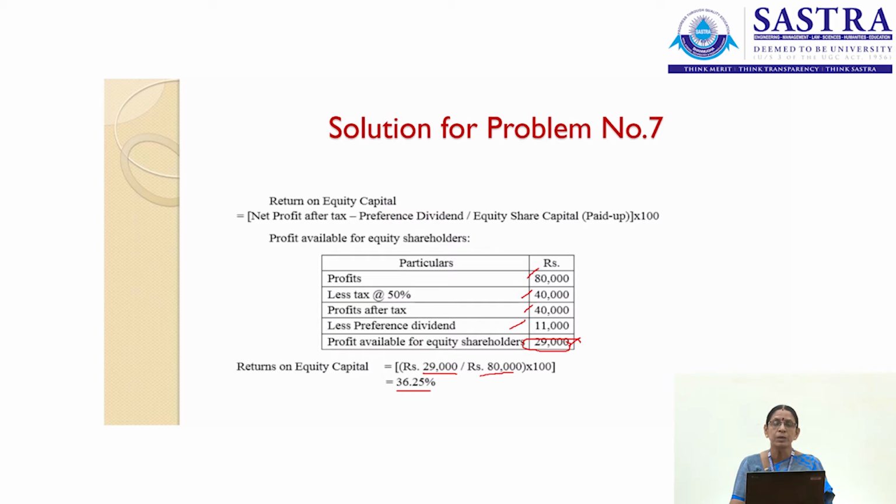29,000 divided by your equity share capital, whichever is paid up, 80,000, into 100, that is 36.25. So for every 100 rupees invested by the equity shareholders, they will get 36.25.